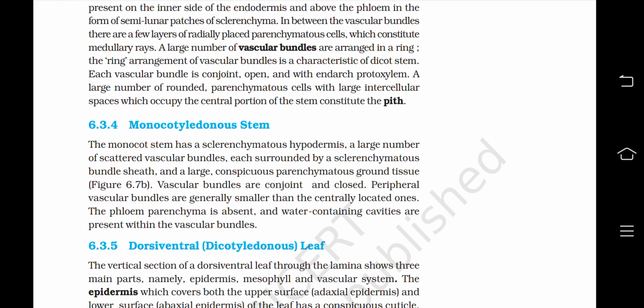Now, vascular bundles are conjoint and closed. Peripheral vascular bundles are generally smaller than the centrally located ones. The phloem parenchyma is absent and water-containing cavities are present within the vascular bundles. Now let us look at the diagrams.